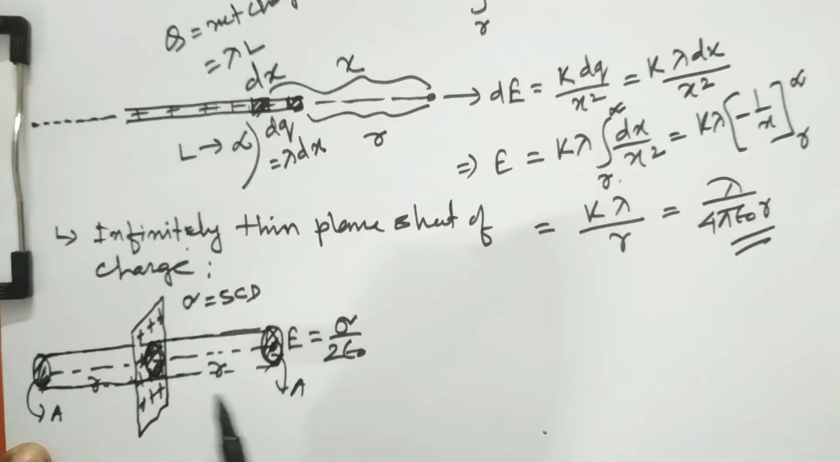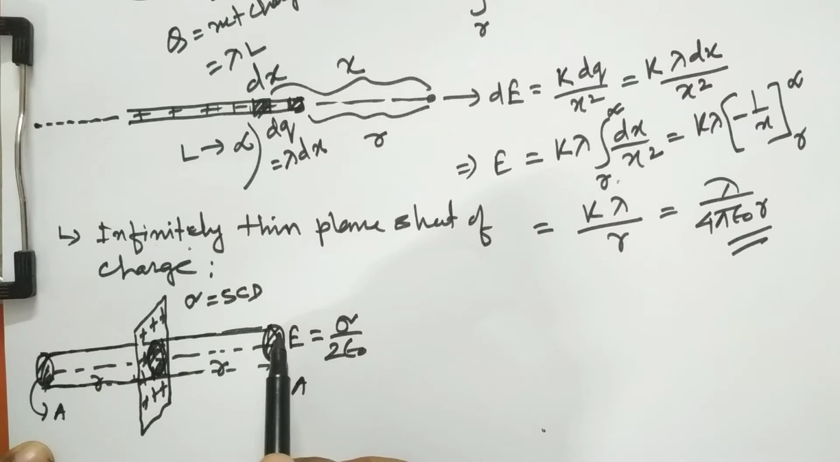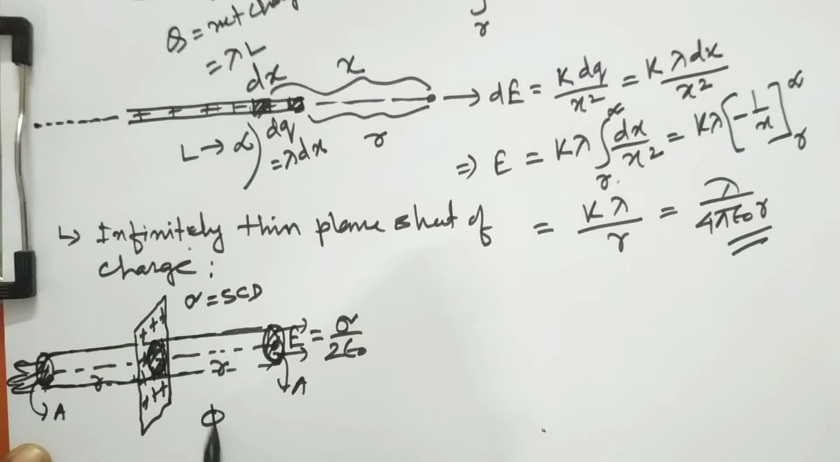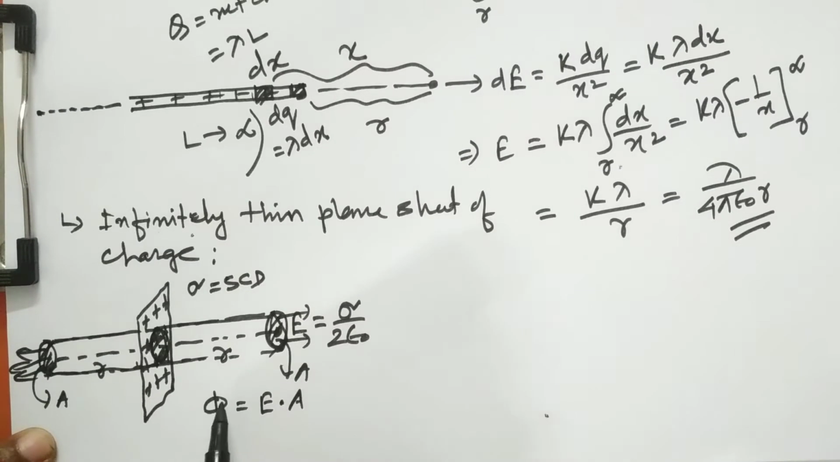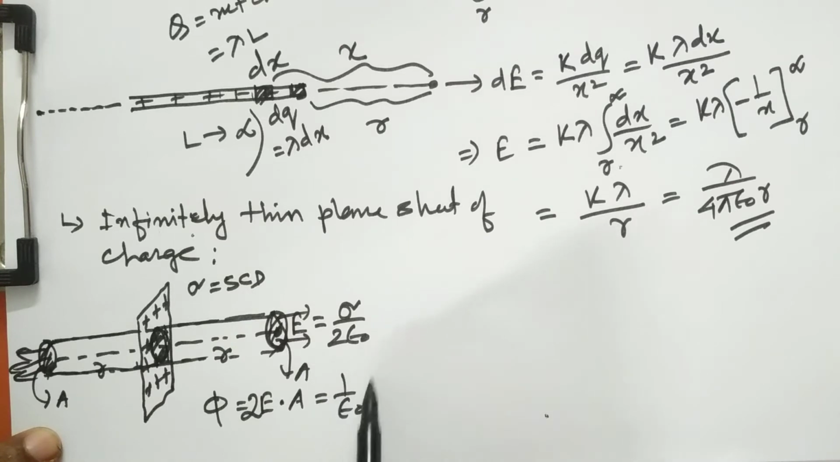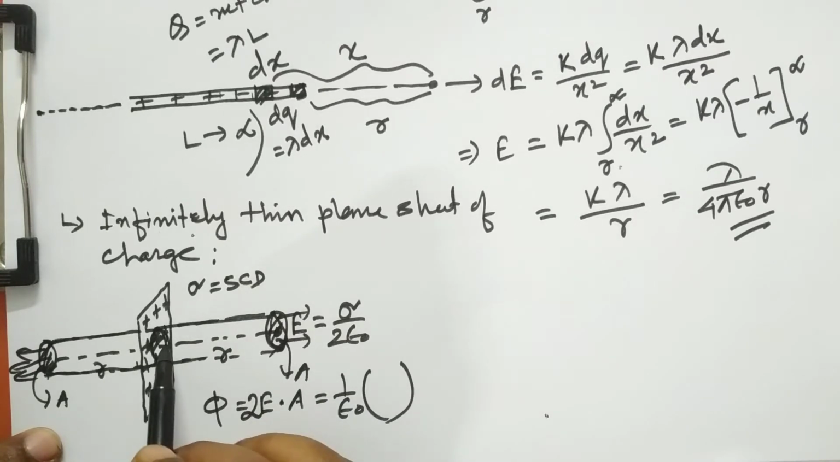The flux with the curved surface is 0, and flux will be associated only with these two plane surfaces because electric fields will be going out. So total flux will become electric field into area for each plane surface. This flux is going out, positive. So total flux will become twice electric field into area, which is nothing but 1 by epsilon naught times charge enclosed. What is the total charge enclosed? The area enclosed by the cylinder from the thin sheet is A. So charge enclosed will become sigma into A.